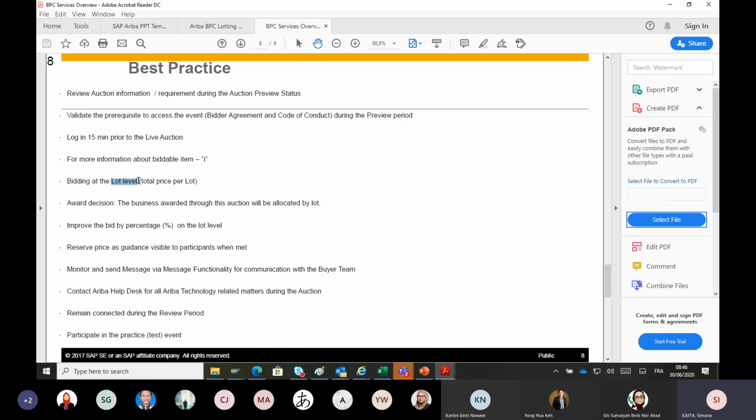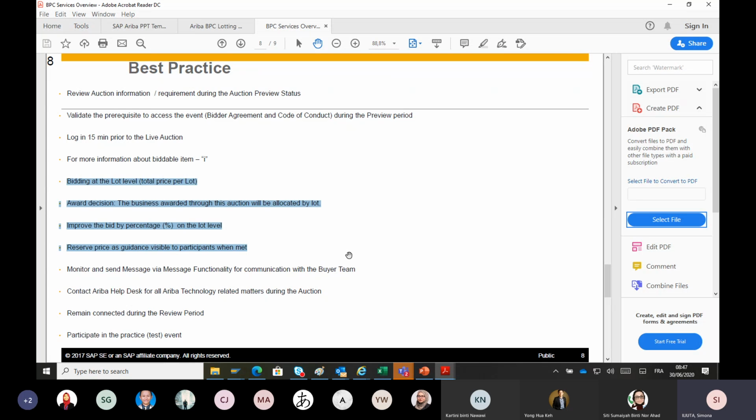Bidding at the lot level. So in an auction, it could be lot. In an auction, it could be line item. We recommend to update these elements. Award decision: the business awarded through this auction will be allocated by lot or by line item. Improve the bid by percentage on the lot level. Reserve price as guidance visible to participants. So these elements right here may be different and you are updating them for each auction. The rest is really the same.